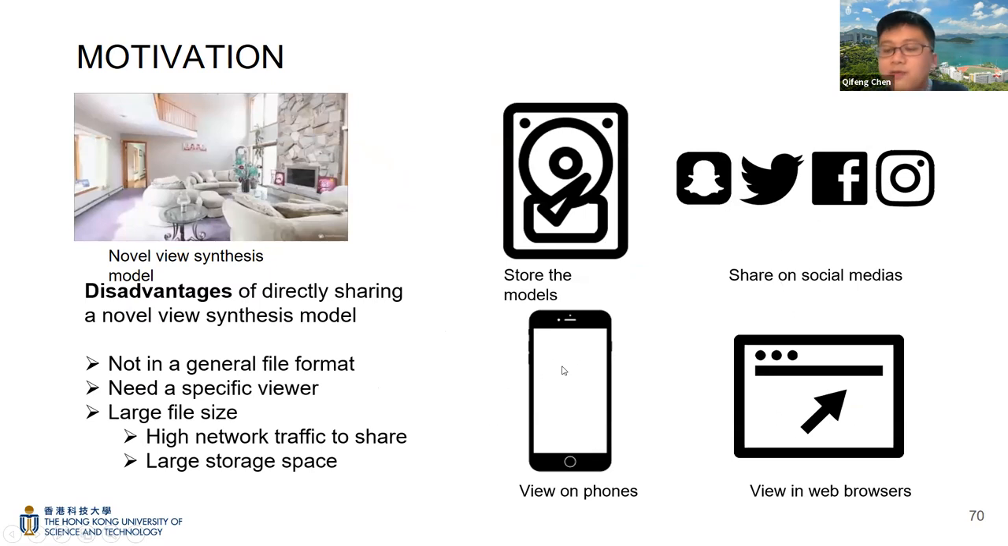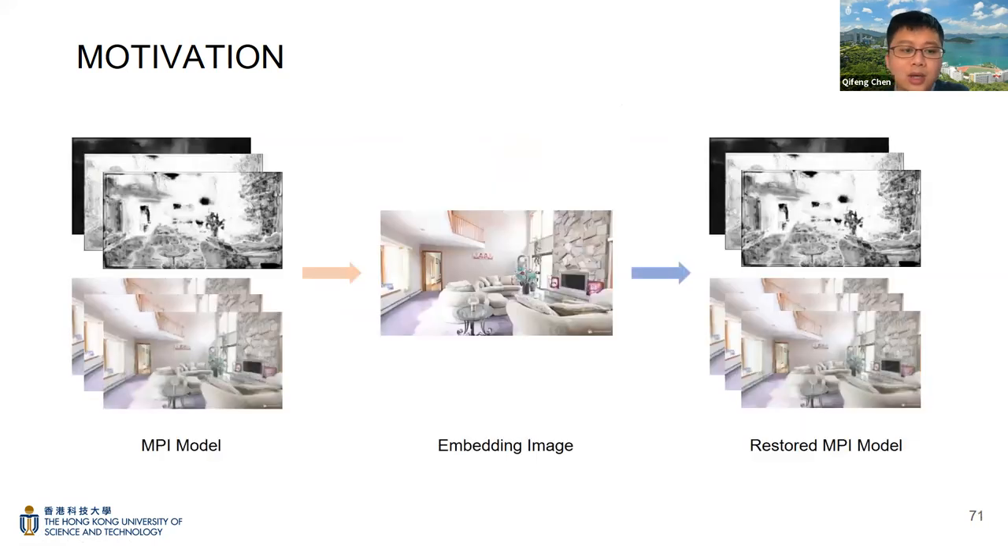So maybe we think a JPEG image may be a very good file format so that we can share everywhere. Our approach would consider a specific novel view synthesis model, which is called MPI, multi-plane image model. It essentially shows the image at different depth planes. And what we want is maybe we can convert about 32 images into a single image.